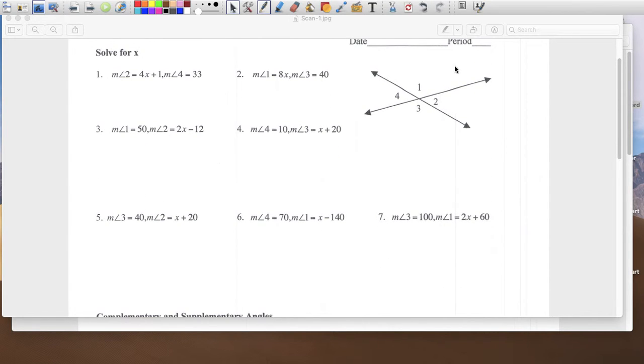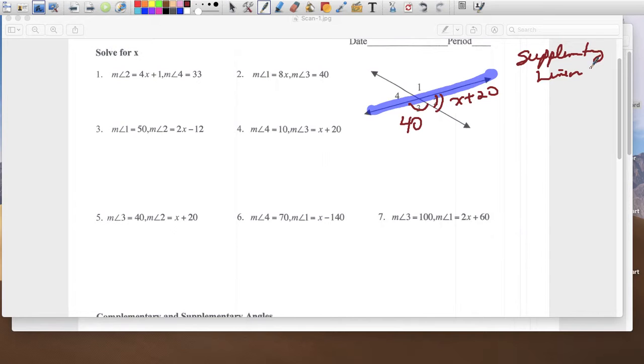Number 5 says angle 3 is 40, and angle 2 is x plus 20. So I want you to focus on these two angles. I'm going to focus on this angle and this angle right now. And you can tell again they're supplementary, right? Linear pair, because they're both on the same straight line. So I know that the sum of these two equals 180. So 40 plus x plus 20, and those two angles added together should give you 180.